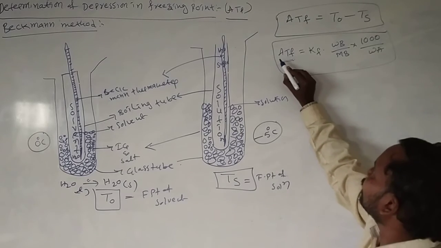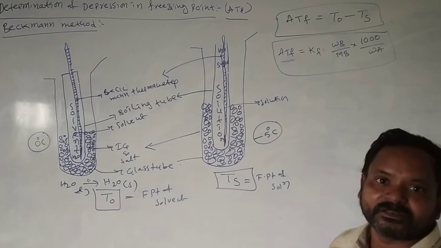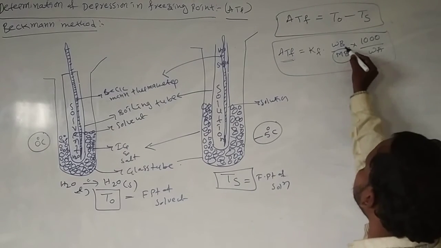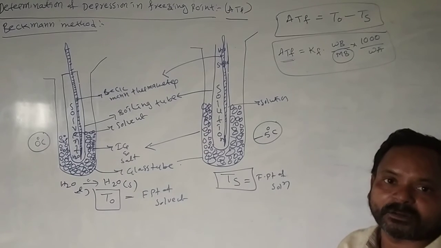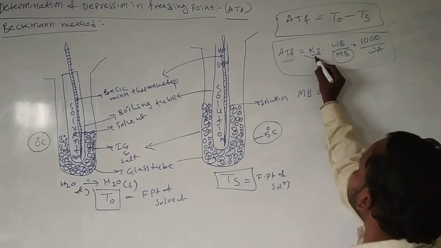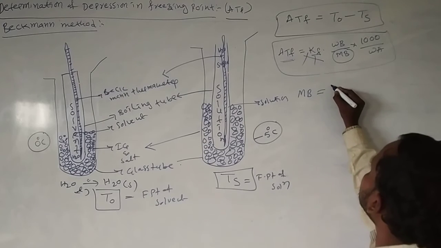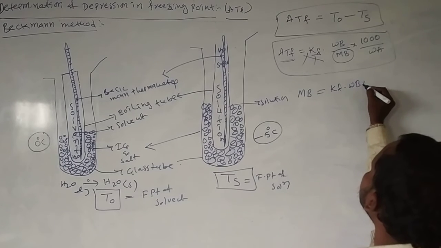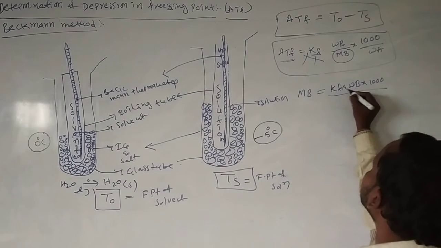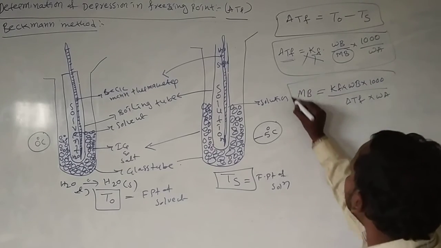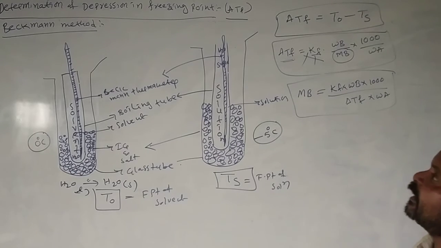How do you calculate the molar mass of the solute? If you know the depression in freezing point, MB is the molar mass of the solute. By cross multiplication, KF into WB comes outside and delta TF into WA comes downside. By using this principle, we will calculate the molar mass of the solute.